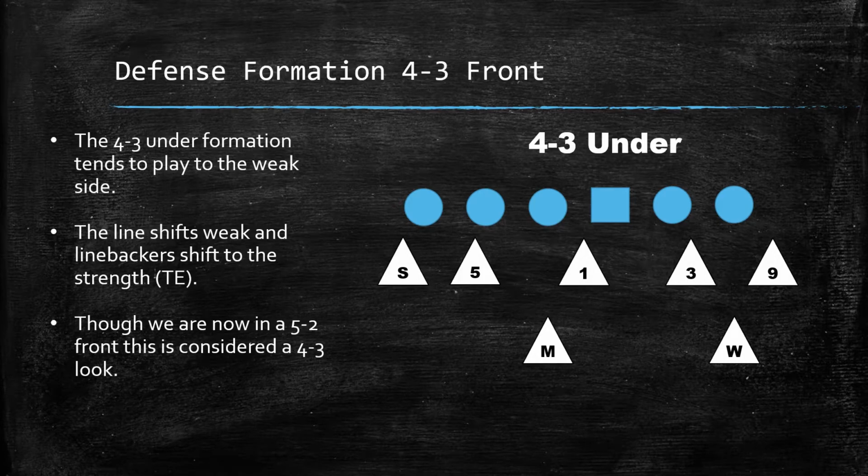So now we have the 4-3 under front. This is primarily used as a run stopping defense. Your line usually shifts to the weak side while your linebackers usually shift over to the strength. As you can see, you have the line shifted over to the right, which would be the weak side, and you have your linebackers shifted to the left, but you can see the Sam lined up off the outside shoulder of the tight end.